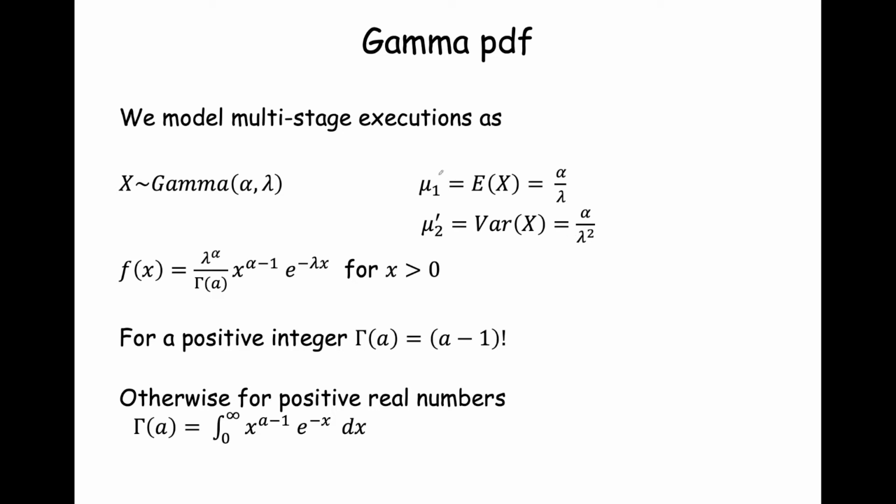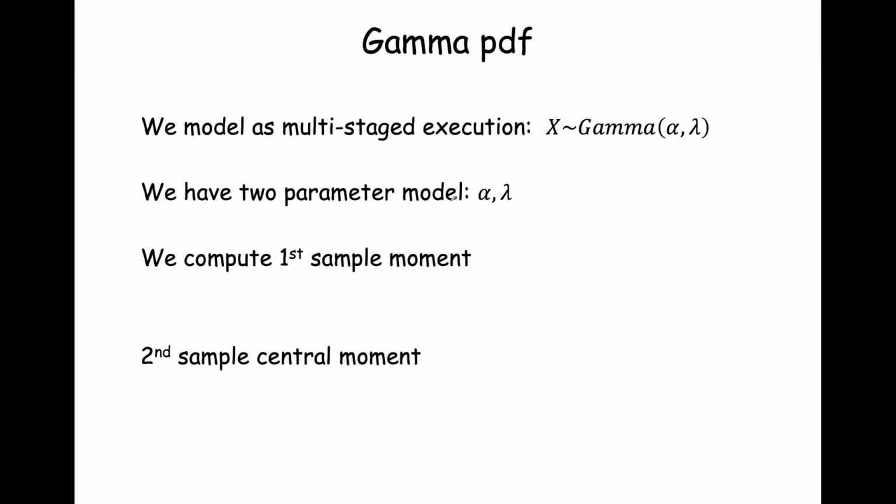So that being the case, we know what the first two population moments are for the gamma distribution. So let's model this data set that we have, our 30-many process run times that we've measured, as a multi-stage execution, so a gamma distribution. This is a so-called two-parameter model because the gamma is defined by two parameters, alpha, the number of stages, and lambda, governing this exponential, the time for each stage.